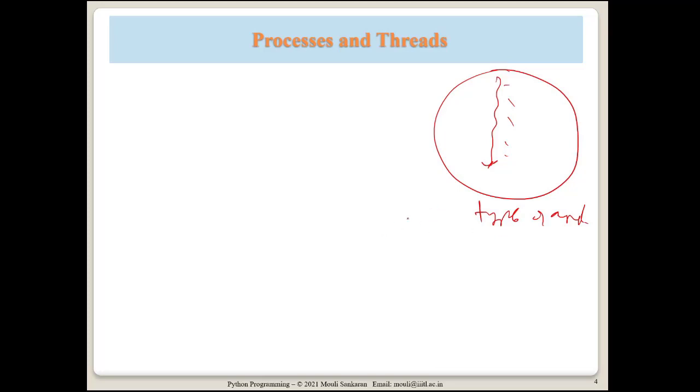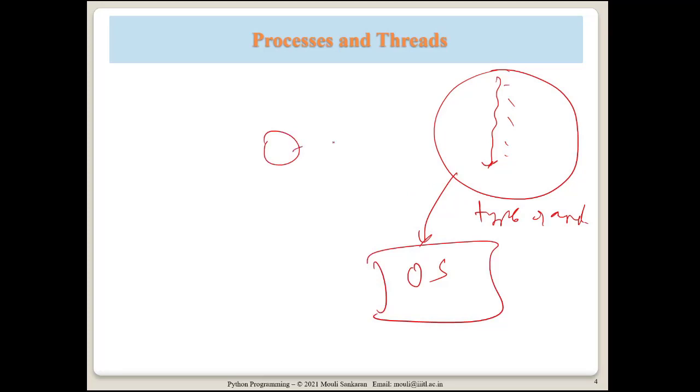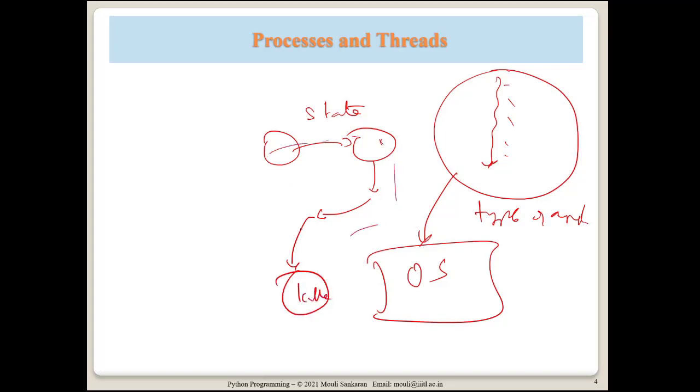Now, how does the OS maintain it? We need the help of the OS for a process to be alive, and you know that it goes through different process states like ready, then running, then blocked, then suspended, and then maybe finally getting killed. So there are different states of the process. Every operating system maintains a PCB, which is the process control block, which has all the information about the process.